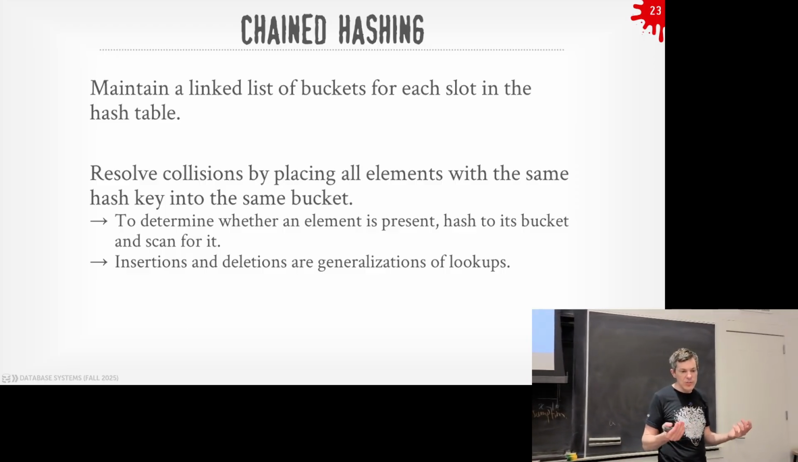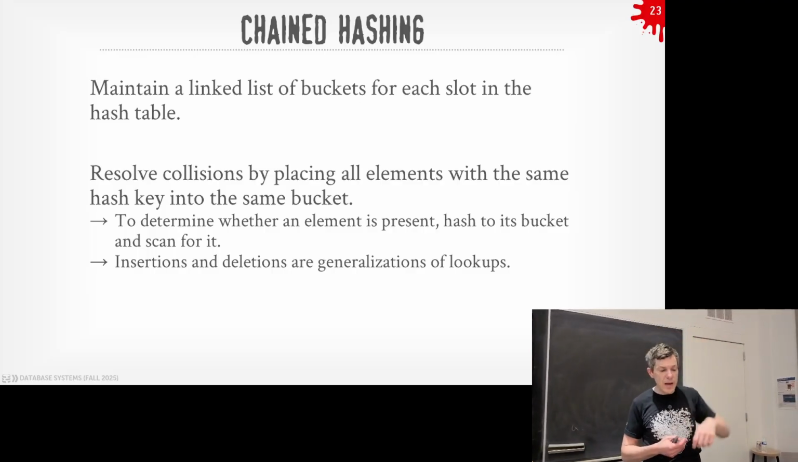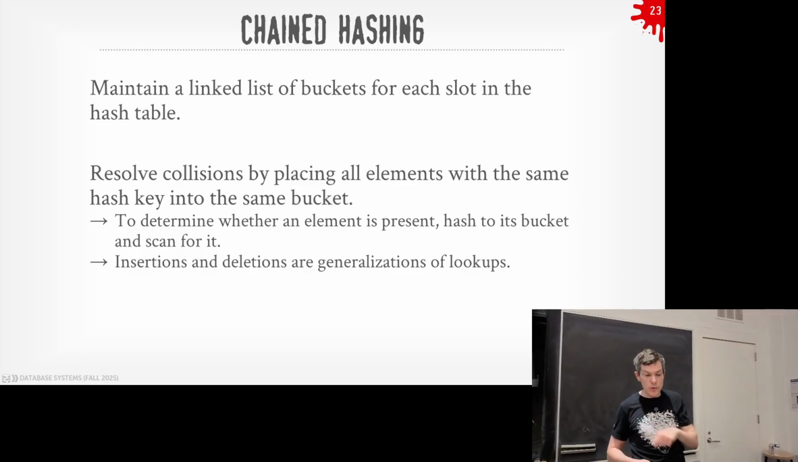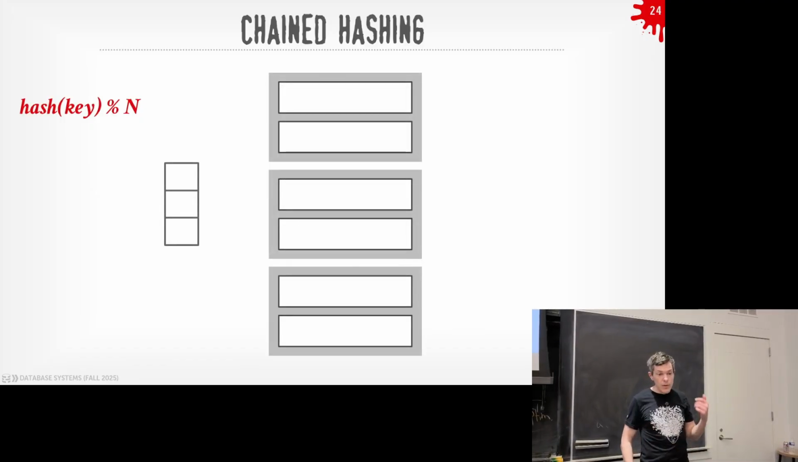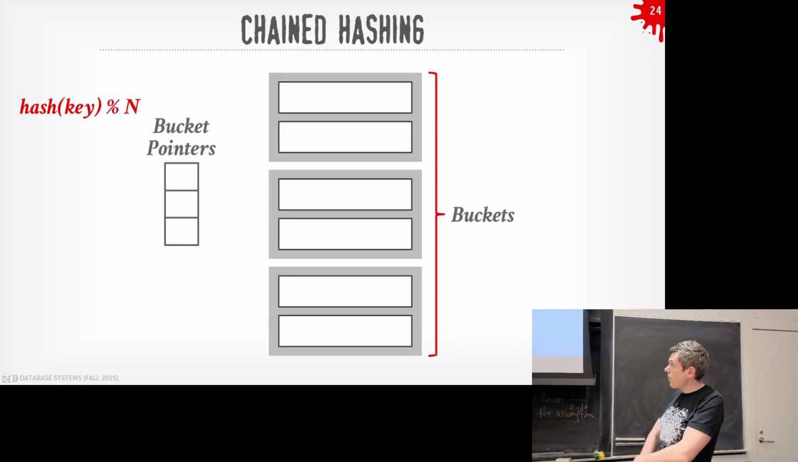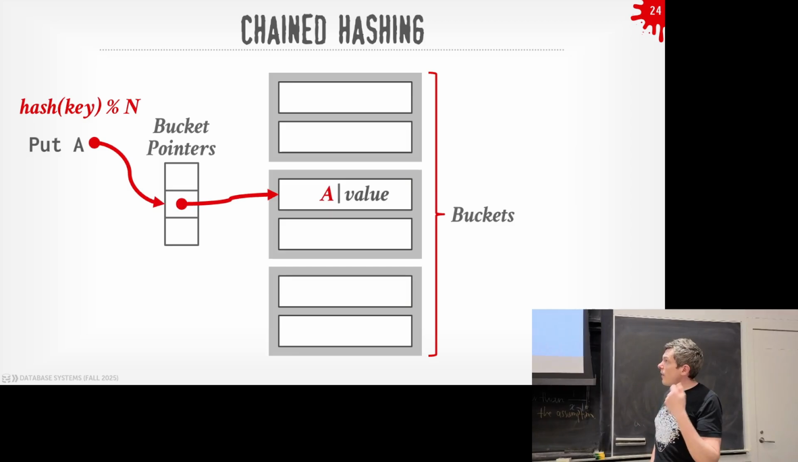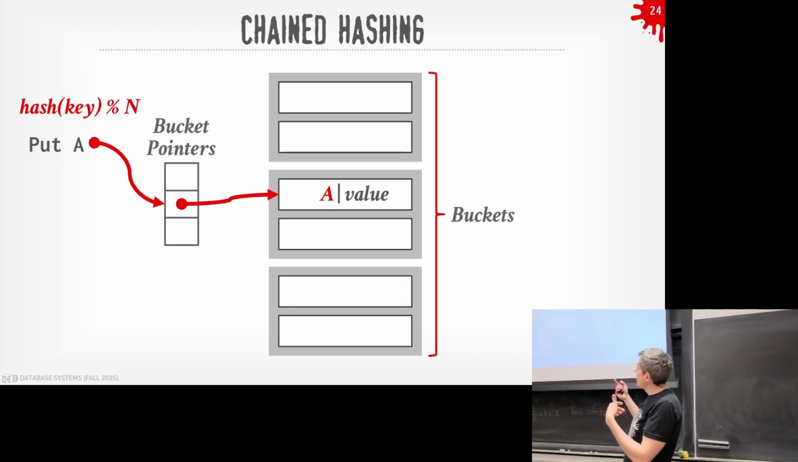And you resolve collisions by just placing elements that collide with each other, appending them to the end of this bucket linked list, right? As you look for the key, you hash into some linked list, and then you scan through and see whether the key exists or not. So now we're going to have this separate data structure of bucket pointers, and then here's going to be all our buckets, right? So I want to do a put on A. I hash it mod n by the number of bucket pointers I have. And that's going to give me a pointer to the starting location of the bucket chain.